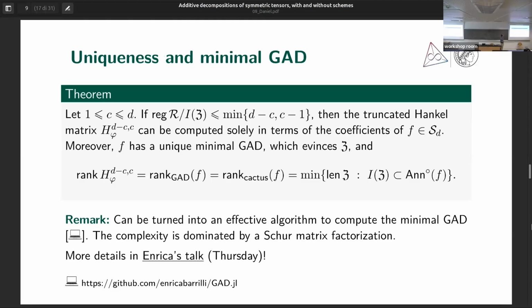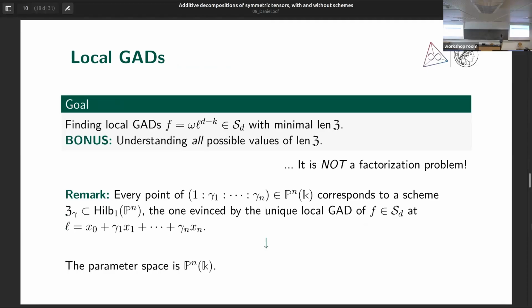This is a small advertising for Erika's talk. So if you attend Erika's talk on Thursday, you will see more on how in fact we computationally find those schemes. And in the very last part of the talk, I want to talk about how to find minimal local GIDs, which is a problem which was considered by Alessandra and Oriol previously. So local means you just find the GID but with one term.